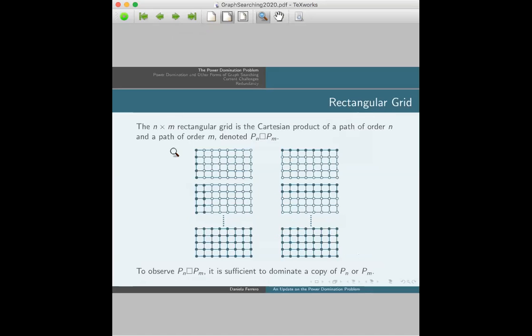And in fact, with any grid, you can suppose that the grid is a Cartesian product of 2 paths. So if you pick a path, either one or the other, you can choose any of the 2 paths, and then eventually every vertex is observed. Therefore, to observe the Cartesian product of 2 paths, it is sufficient to dominate one copy. If we can dominate one copy, then we can propagate to all the vertices in the graph.